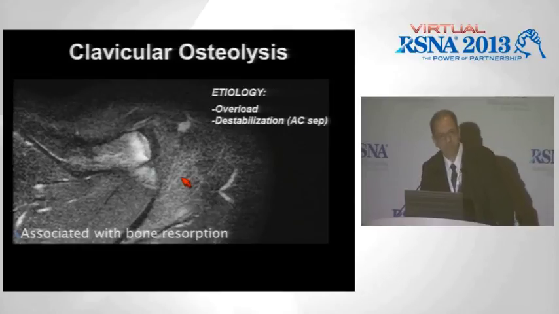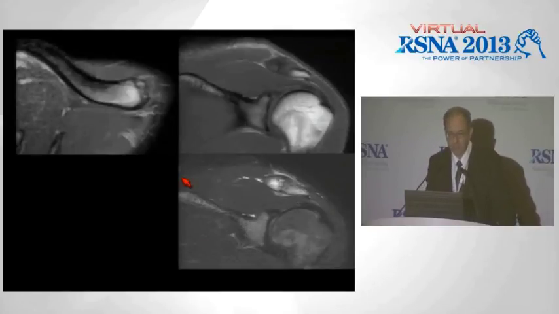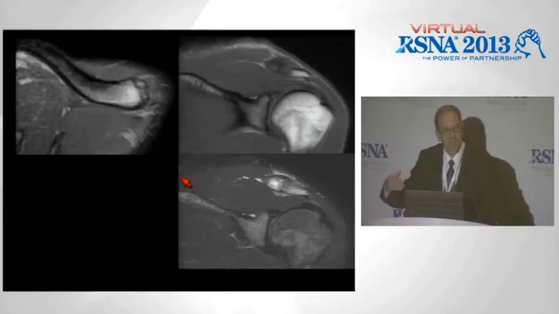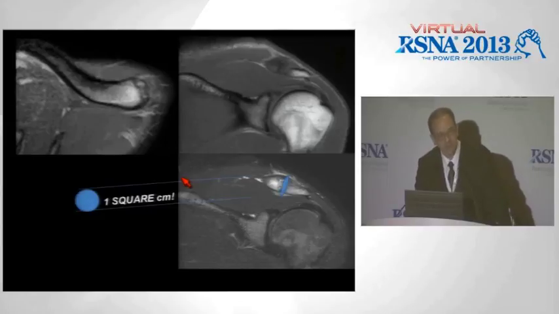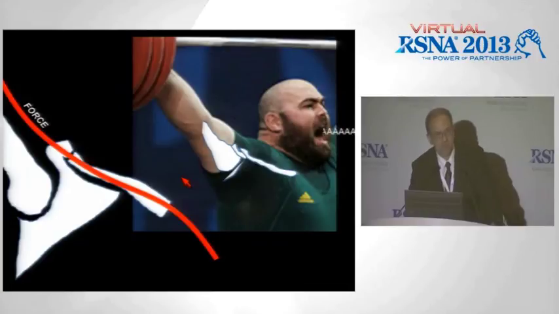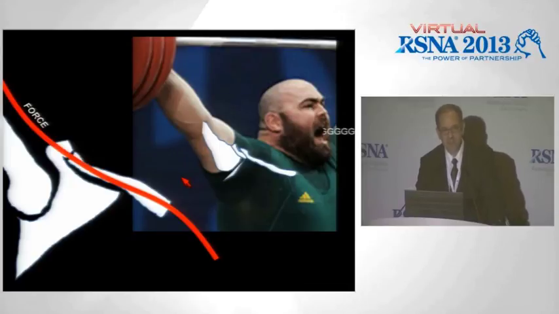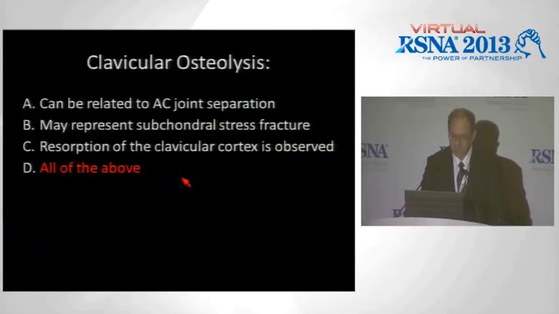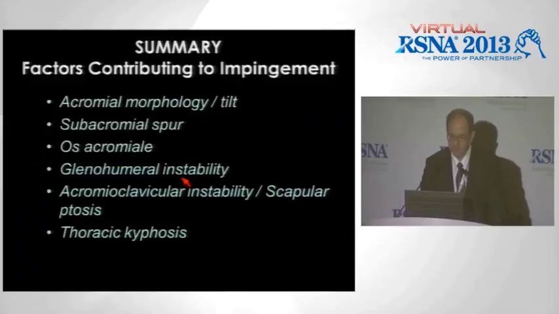Now, why would a subchondral stress fracture occur here? Well, if you think about it, this is the only connection that your arm has to your body. It's the only osseous connection the arm has to the body, that one little joint with 1 square centimeter of area. So if you're doing anything above the head, you're putting that concentration of forces across 1 square centimeter, which can lead to extreme forces across that subchondral bone, which can lead to a subchondral stress fracture. And that can be the etiology of osteoarthritis as well. So all of the above is the answer there.